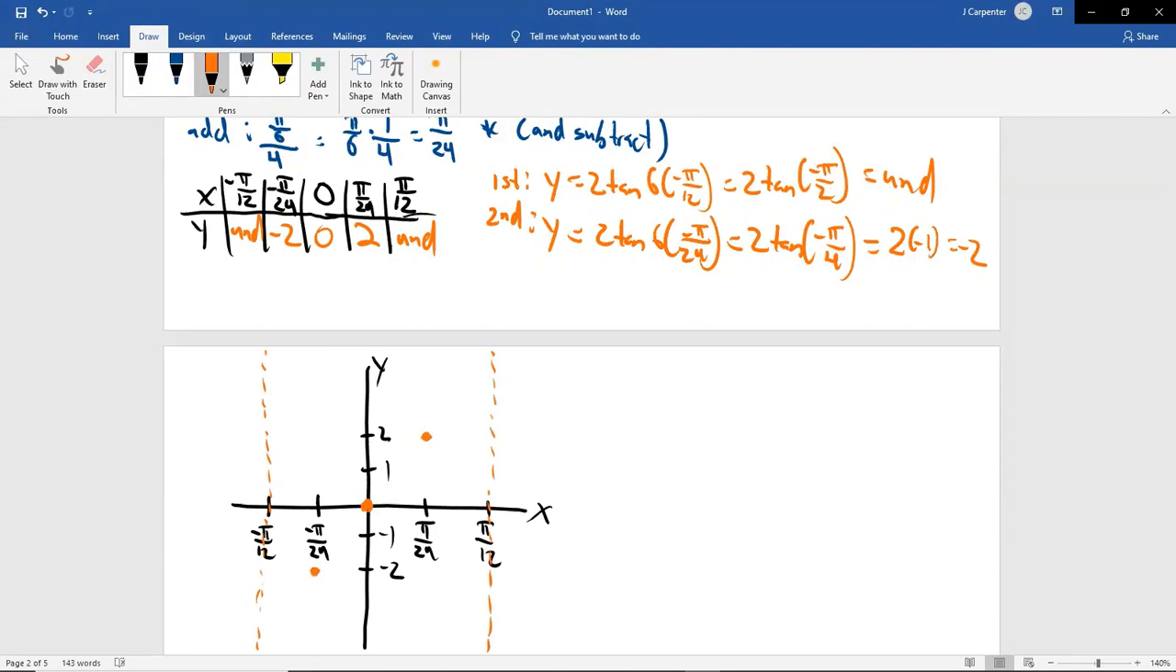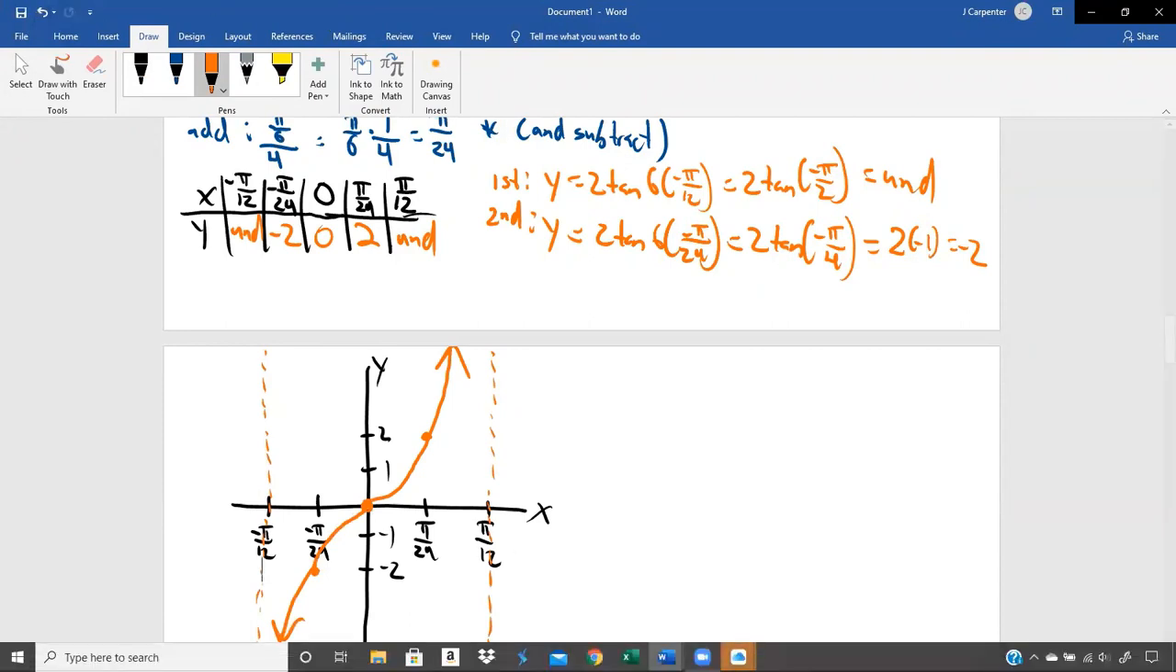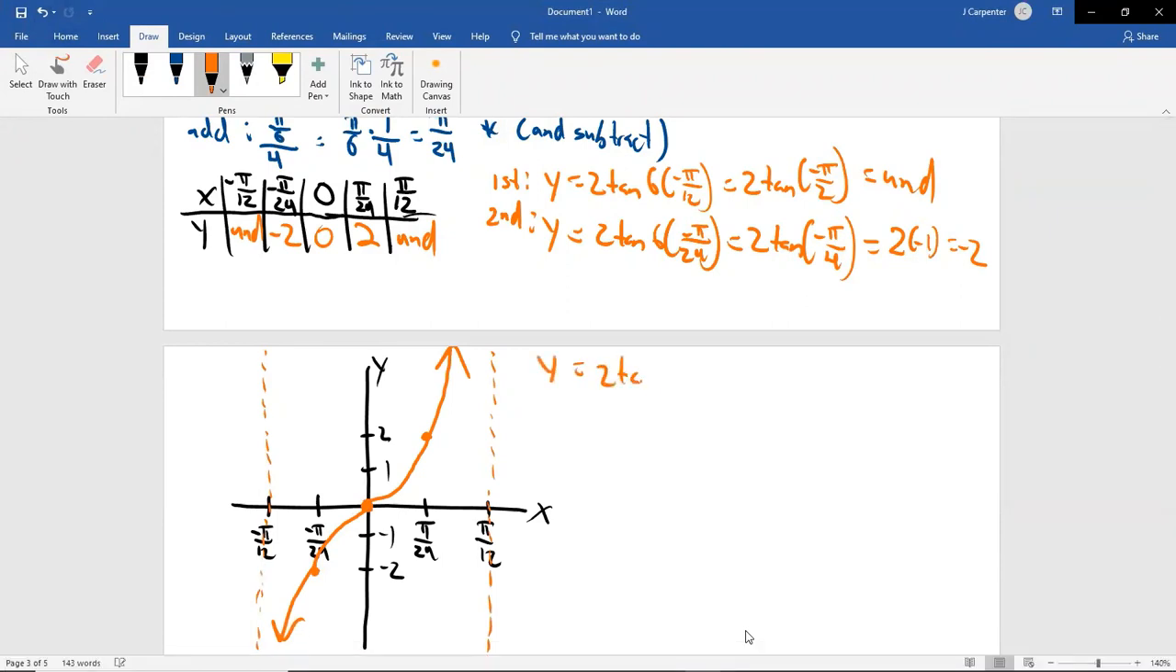Don't draw a line, make it look like that cubic shape. So bendy, bendy, bendy, getting closer towards the asymptotes. That was not good. Third try's the charm, right? There we go. Much better. So that is our graph: 2 times the tangent of 6x.